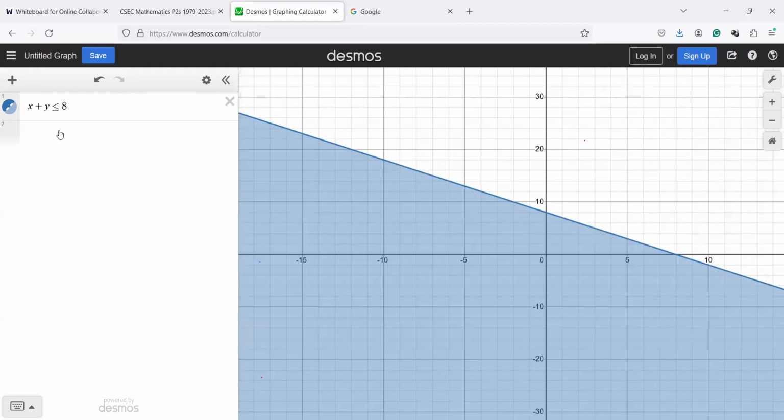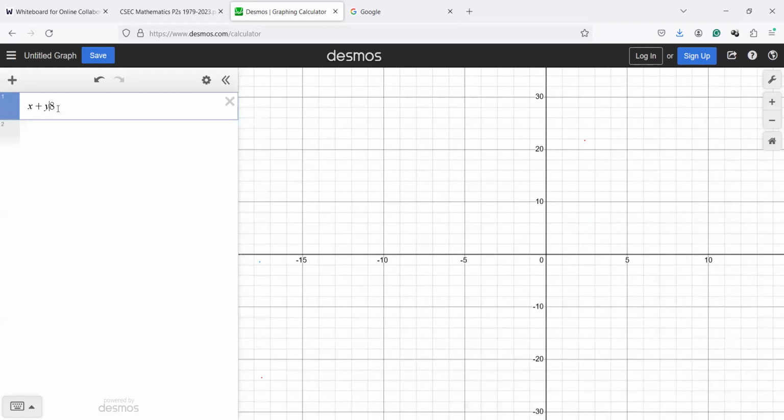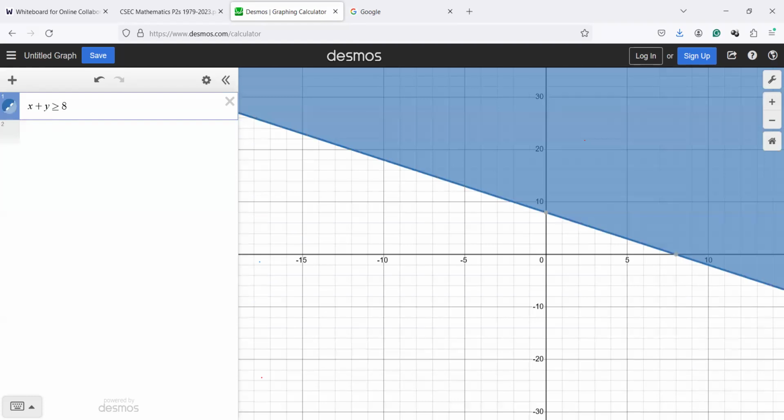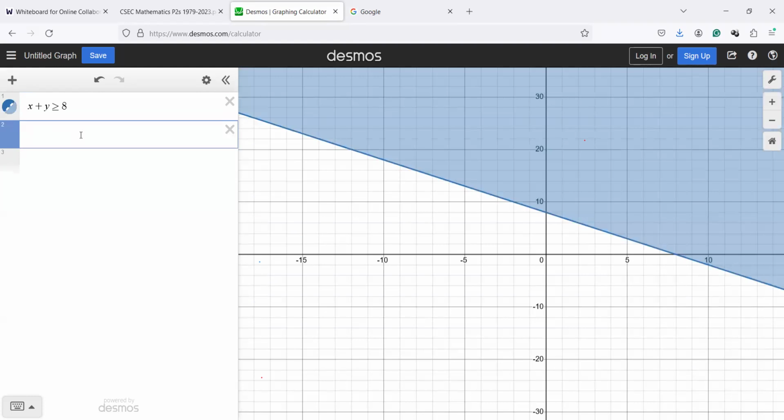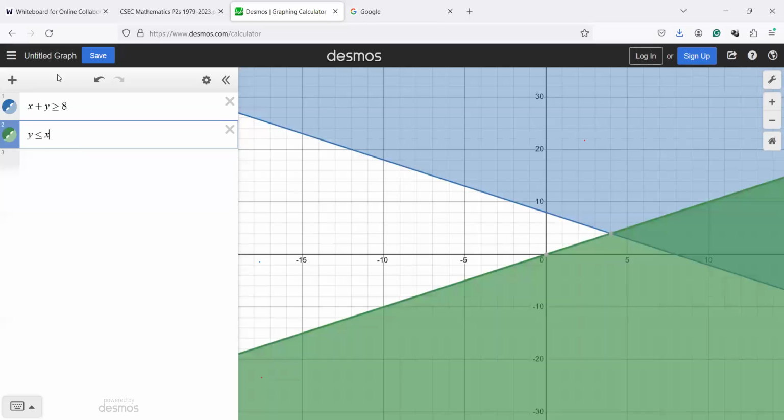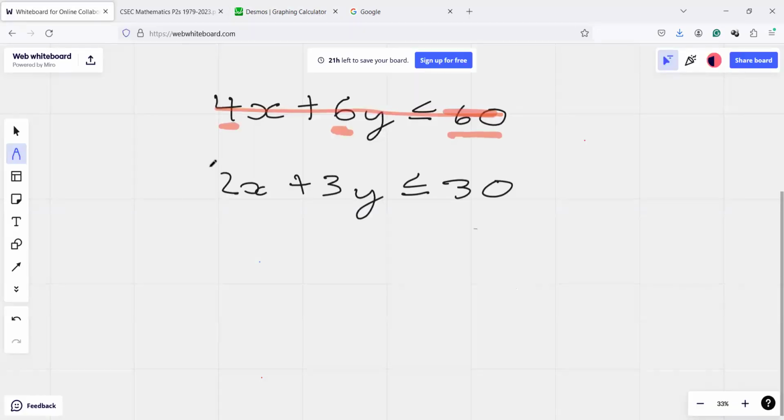Sorry, wrong way. X plus y should be greater than or equal to 8, right? That's the first one. The second one was y should be less than or equal to x. Essentially, what you're doing, as Shereka would have indicated, was drawing the line x plus y is equal to 8.